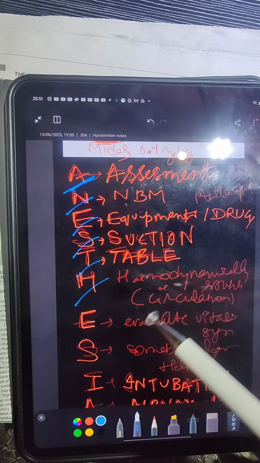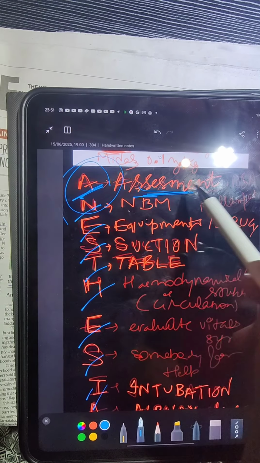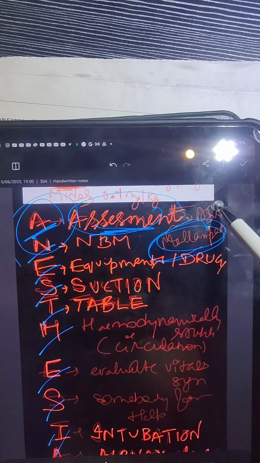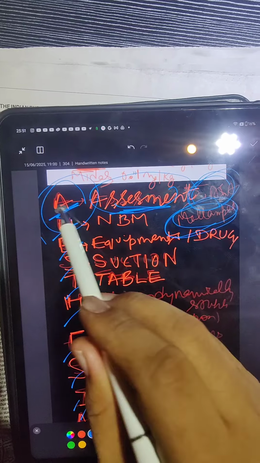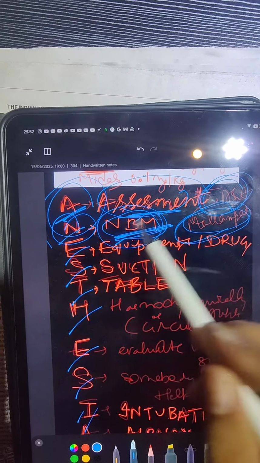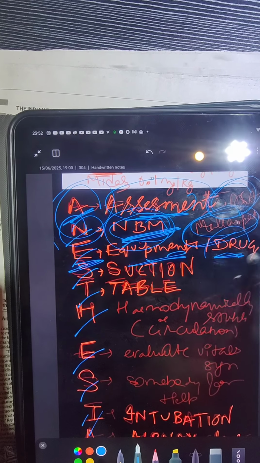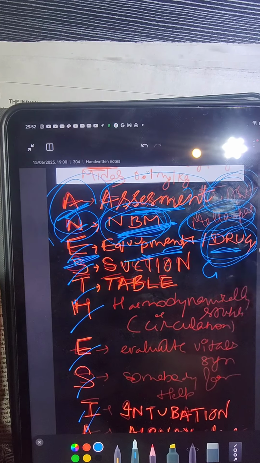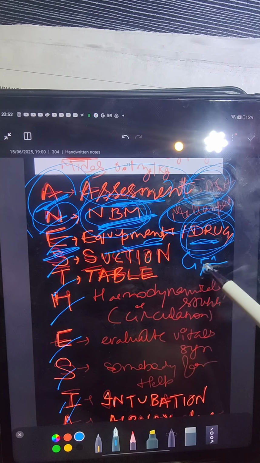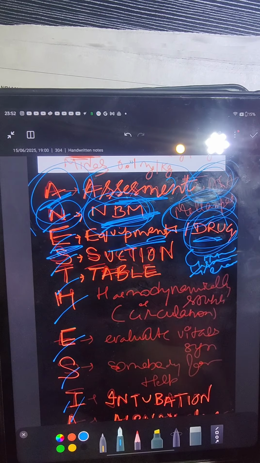The 10 golden rules of anesthesia: A stands for assessment. Assessment is done by the Mallampati grading, and second one is ASA grading. Second one stands for NBM, the patient should be nil by mouth. And third one is equipment or drug, that is pre-medication required. That is anesthetic drug, or it can be sedative, midazolam, or glycopyrrolate or succinylcholine.